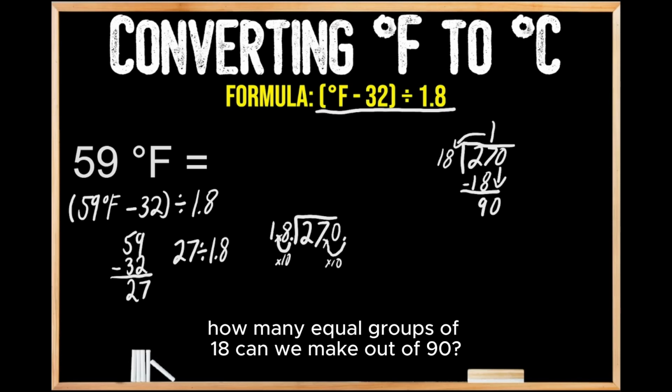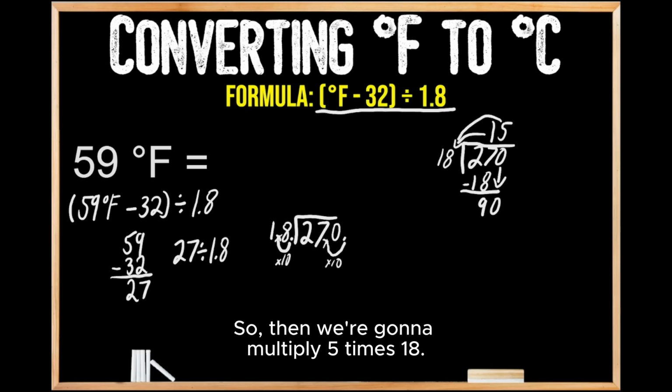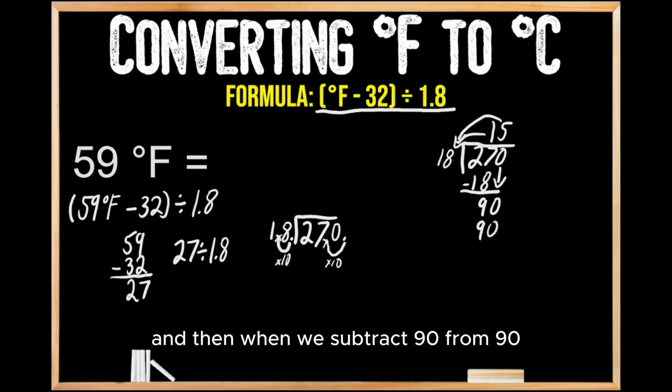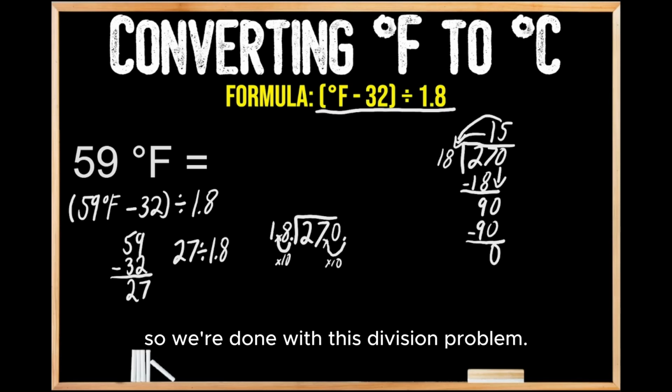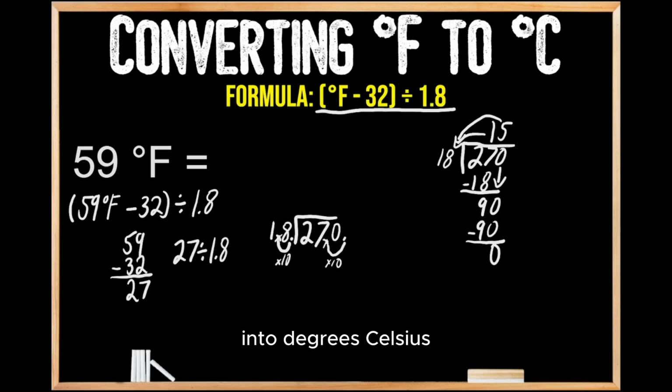Now we're going to think, how many equal groups of 18 can we make out of 90? Well, we know that we can make 5 equal groups of 18 out of 90, so then we're going to multiply 5 times 18, which gives us 90, and then when we subtract 90 from 90, we're left with 0. So we're done with this division problem. So when we convert 59 degrees Fahrenheit into degrees Celsius, we get 15 degrees Celsius.